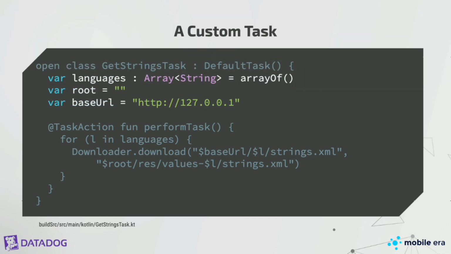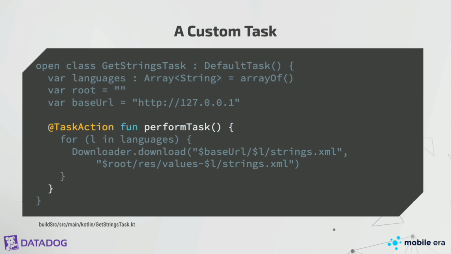Then we're going to have some configuration properties. We can have a list of strings that are going to say which languages I want to download. The root is going to be the root folder in which I'm going to place my strings.xml. And the base URL is going to be the URL I'm going to be targeting to download the string files. And here I just set it to the localhost, but you can change it afterwards.